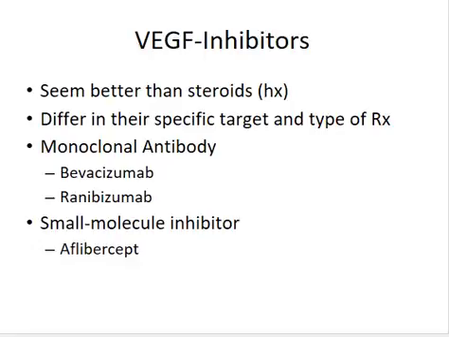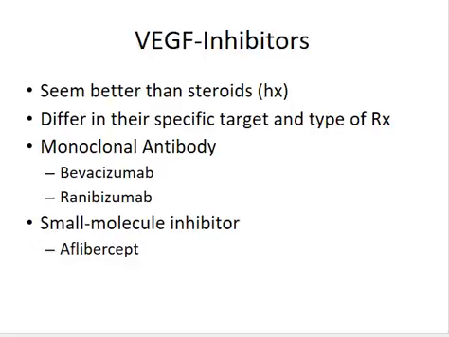These VEGF inhibitors seem to be better tolerated and have more positive clinical outcomes than steroids, which have been used historically to treat these conditions. These drugs differ in their specific target and the type of drug that they are, but as a group, they're all called VEGF inhibitors. You can further subdivide them into monoclonal antibodies. Bevacizumab and ranibizumab both have the suffix MAB, which stands for monoclonal antibody.